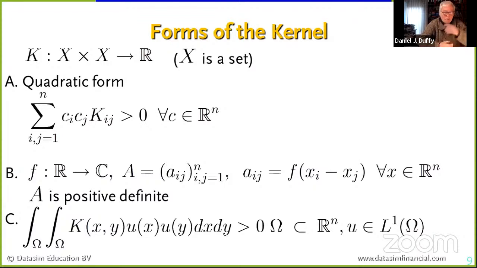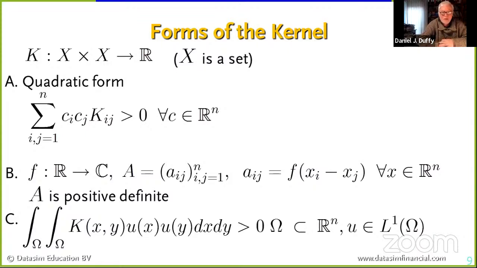The second one is a positive definite function. That's number B. Basically, f is a function which maps real numbers into complex numbers. So what you do is you form a matrix from a positive definite function. It's just basically the difference between your xi and xj. It's like a distance. If you've got a bunch of mesh points, you just take the distances and you have some kind of matrix. So that could have some applications.